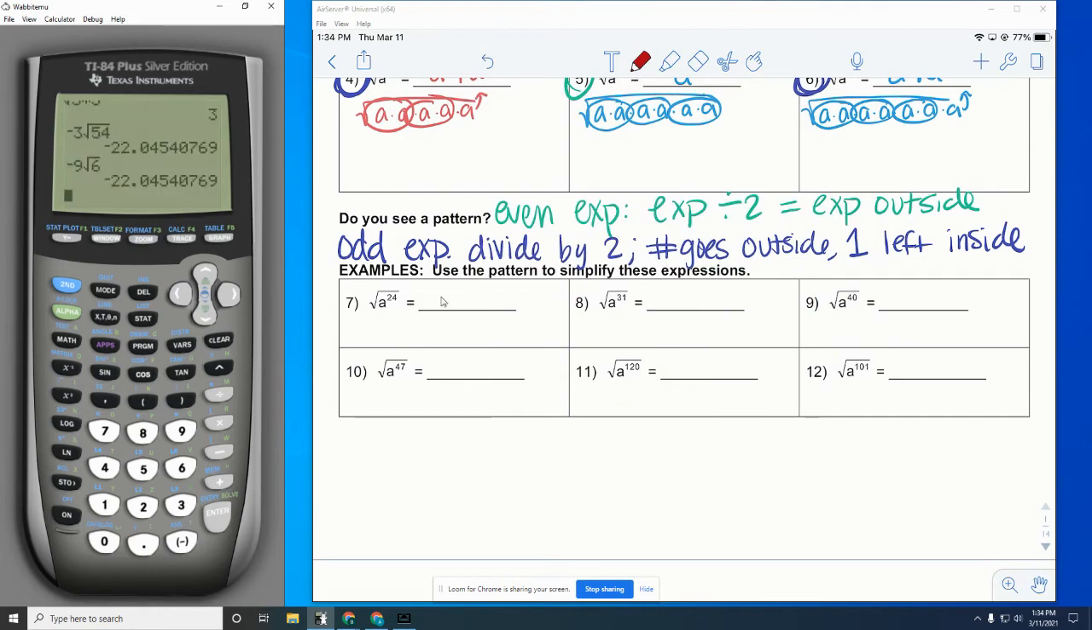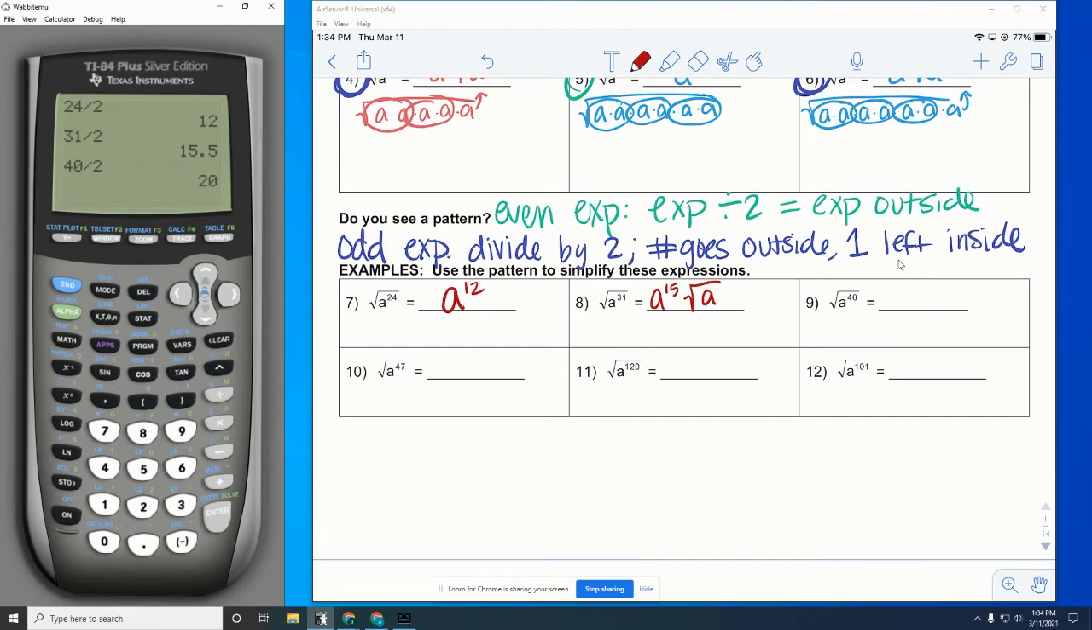So instead of writing out A 24 times, let's divide by 2. That's a nice, pretty number, so we have A to the 12. We can take 24 and put it into 12 groups of 2. For number 8, 31 divided by 2 gives us 15.5. So that means we can make 15 pretty groups of 2, and the 0.5 tells us we are going to have a leftover, a remainder. So that's our friend that's left on the inside.